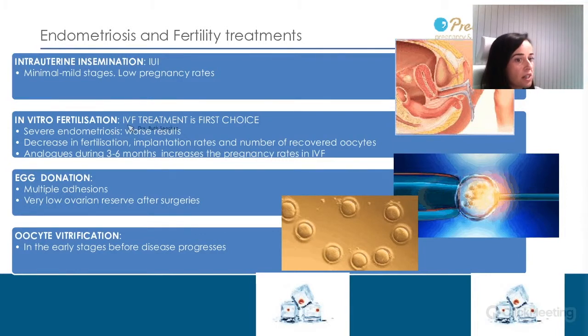The in vitro fertilization, the IVF, is our first choice. We have to inform these patients that if they have severe endometriosis, the results will be worse. In fact, if we compare the results of IVF in patients with, for example, tubal factor, to IVF in patients with endometriosis, the results of the latter are worse than the former.